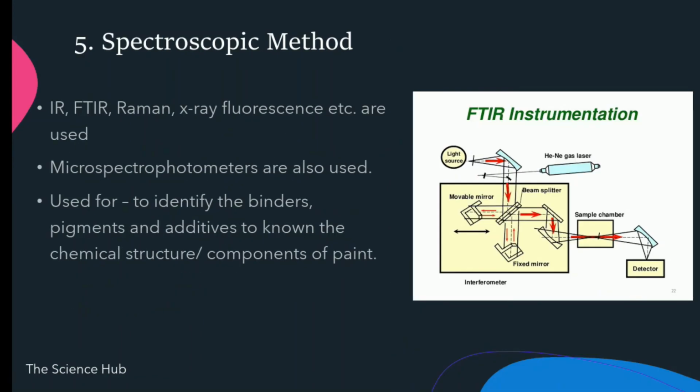The next is the spectroscopic method. Infrared, FTIR, Raman and X-ray fluorescence are used. Microspectrophotometers are also used. They are used to identify the binders, pigments and additives, and to know the chemical structure of the paint components.